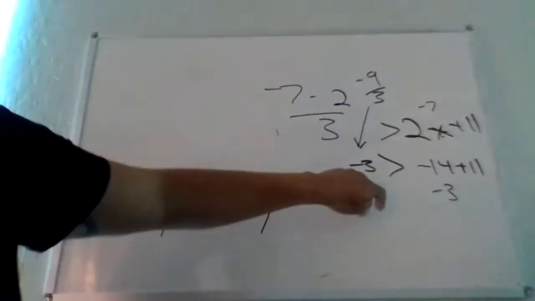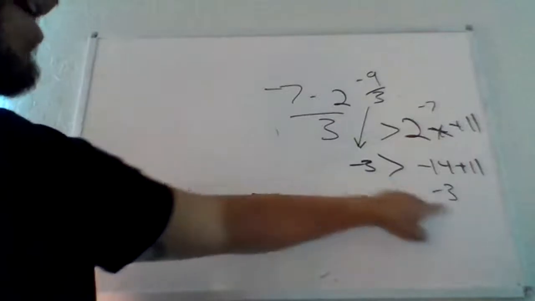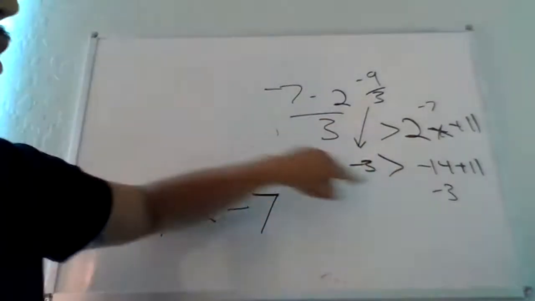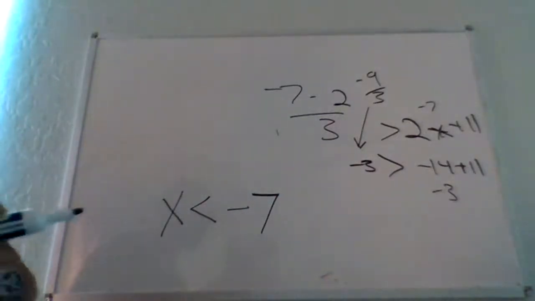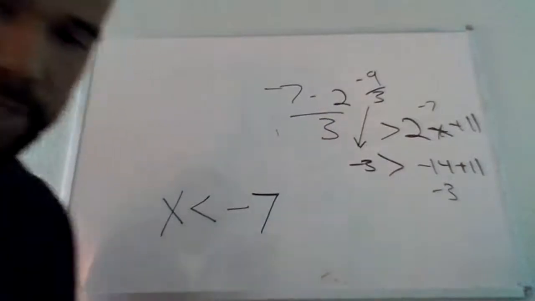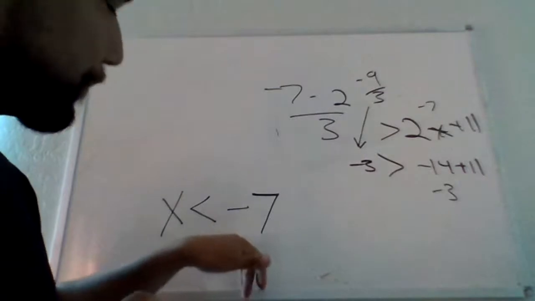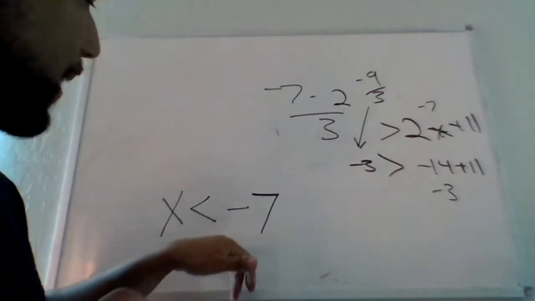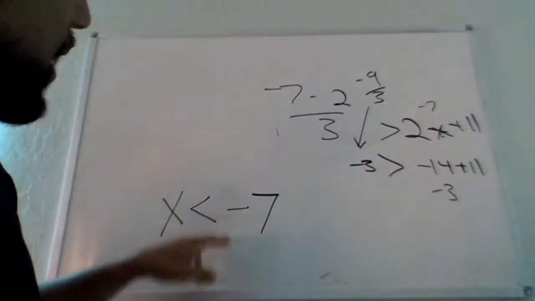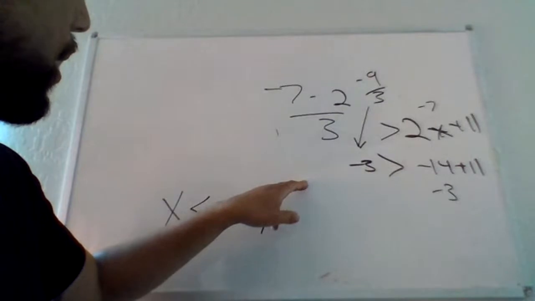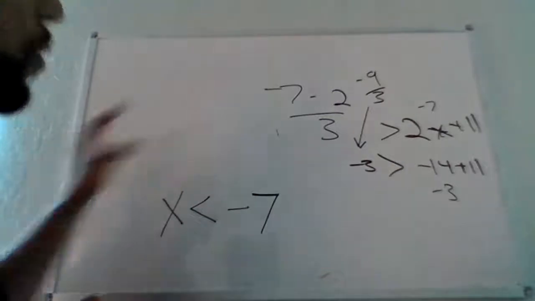So here we see how negative 3 is not part of the solution, right? Because negative 3 is not greater than negative 3. It's the same. So that's why we're not going to circle negative 3. I'm sorry, any number that is negative 7 or less will make this equation true. Does that make sense? So that's why when we graph it, any number that is negative 7 or less will make this equation true.